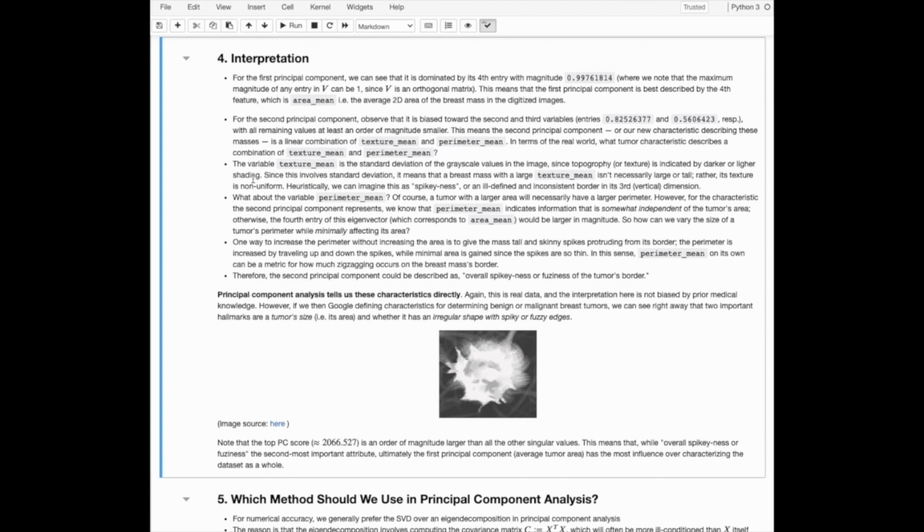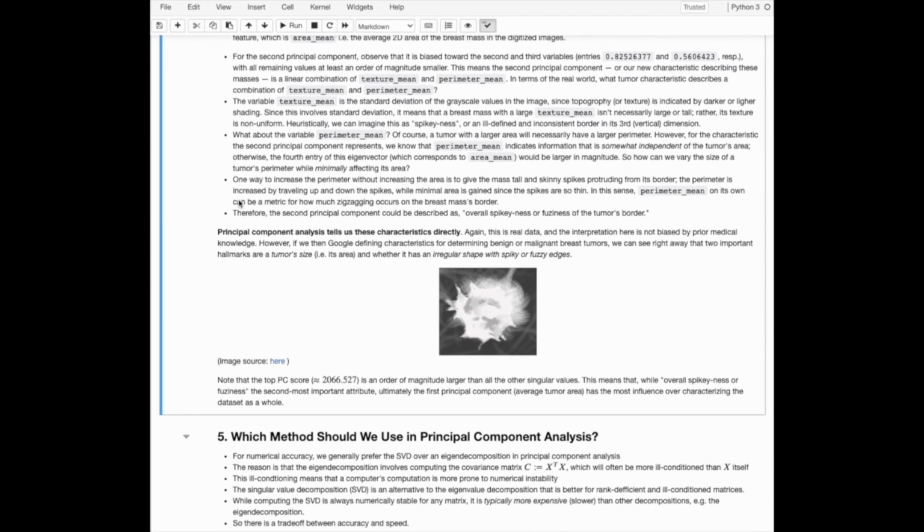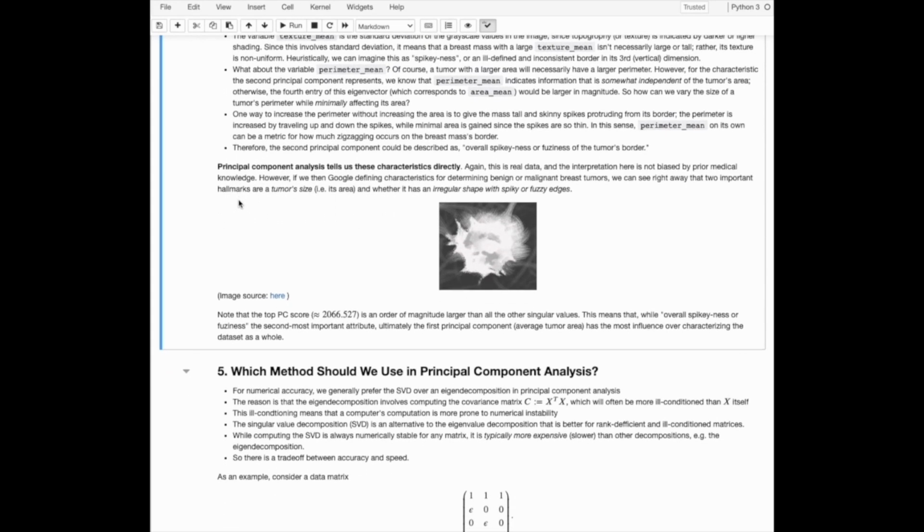Since this involves standard deviation, it means that a breast mass with a large texture mean isn't necessarily large or tall, rather its texture is non-uniform and inconsistent. Heuristically, we can imagine this as spikiness, or an ill-defined and inconsistent border in its third vertical dimension. What about the variable perimeter mean? Of course, a tumor with a larger area will necessarily have a larger perimeter.